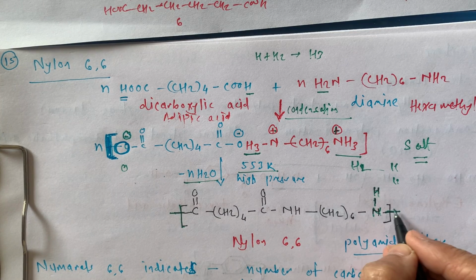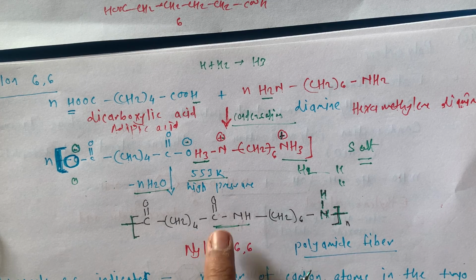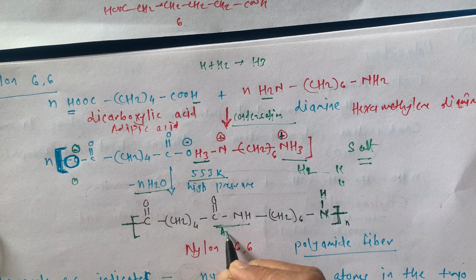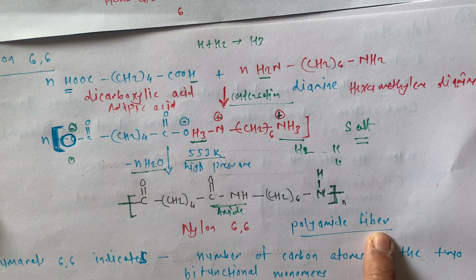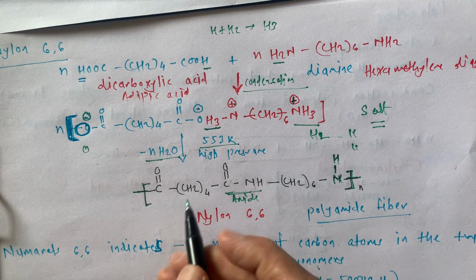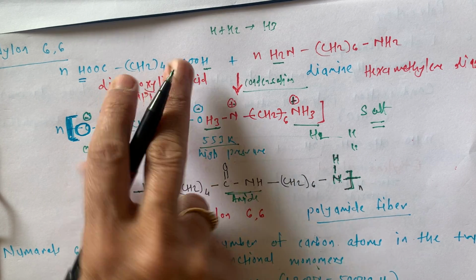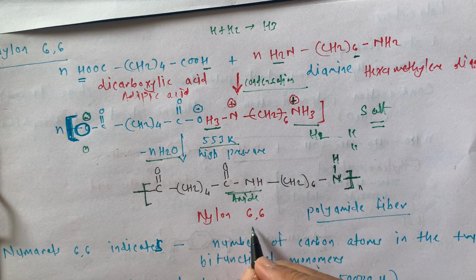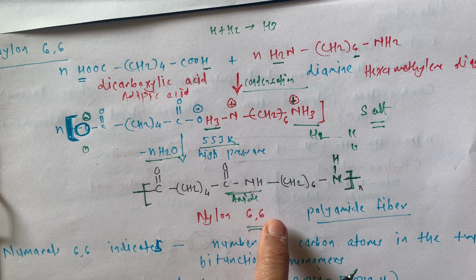copolymer is going to link to each other in this way n number of times and there is formation of polymer. Now here is the amide linkage, C double bond O, NH is the amide linkage. We studied this in proteins, and so this is called polyamide fiber. Okay, now see here 4, 5, 6, from here 6 carbons. Now here are 6 carbons. So the name of this compound is 6,6. Remember this, nylon 6,6.